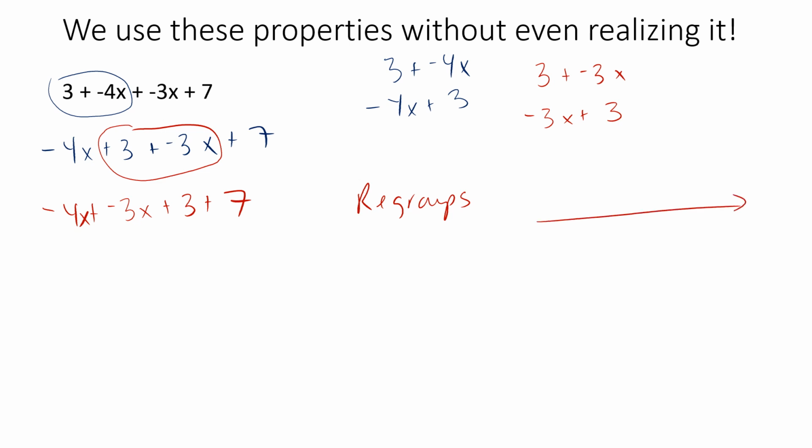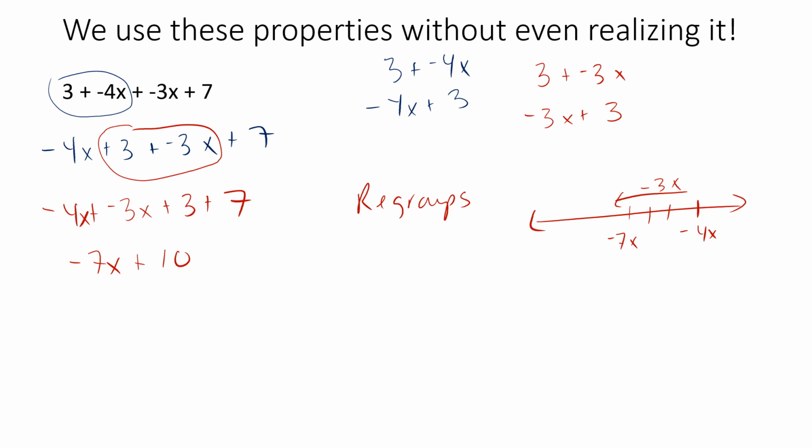Negative 4x plus negative 3x. Okay, so negative 4x, and then I'm going to go negative 3x to the left. 1, 2, 3, and that's going to put me at negative 7x. And I think we're probably okay doing 3 plus 7. We don't need to use the number line for that. And that becomes a plus 10.